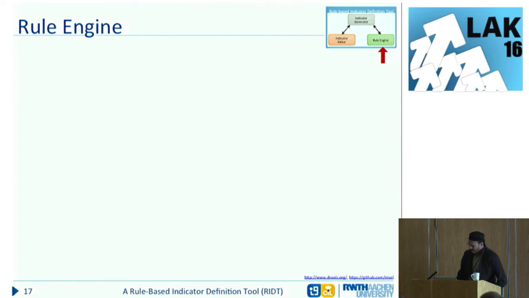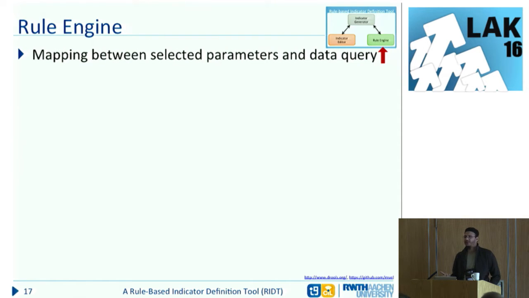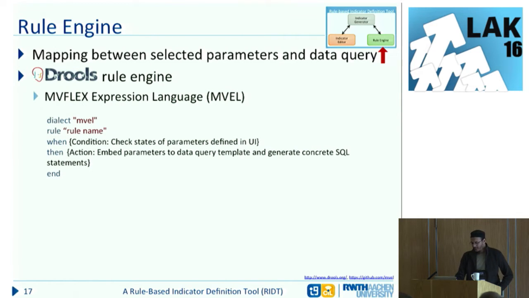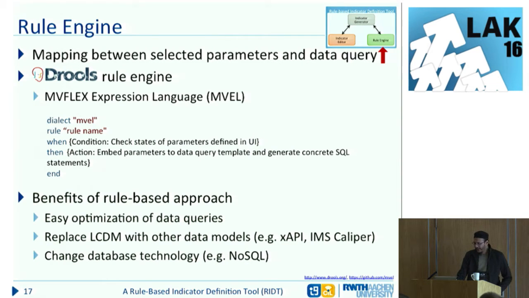Then moving on to the rule engine. The rule engine is what we are using to map the parameters defined on the interface and generate the concrete SQL or query with which the data will be queried. We are currently using a rule engine which uses a specific format of rules, and with this we can define the parameters. Based on the parameters, we can take specific action and generate personalized queries for that indicator.